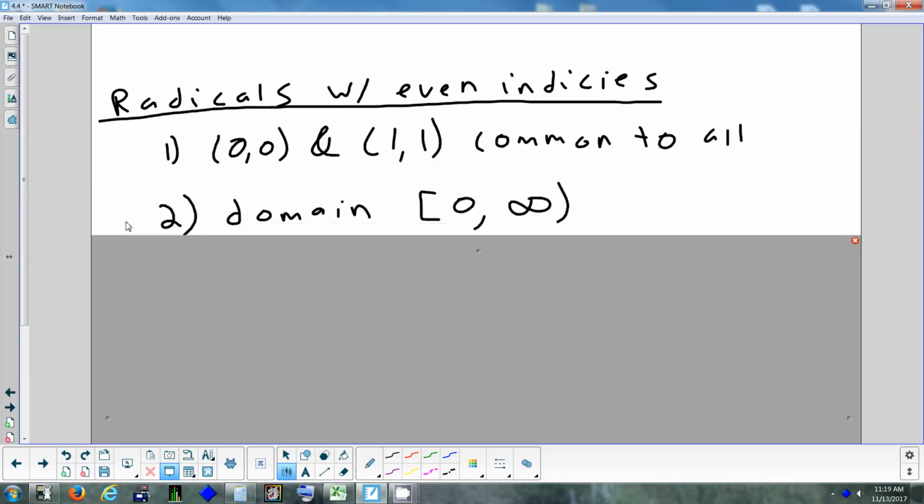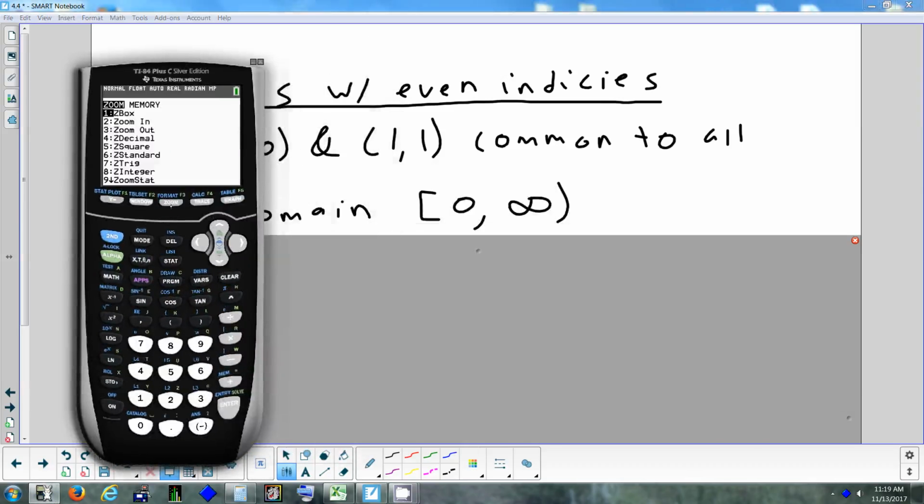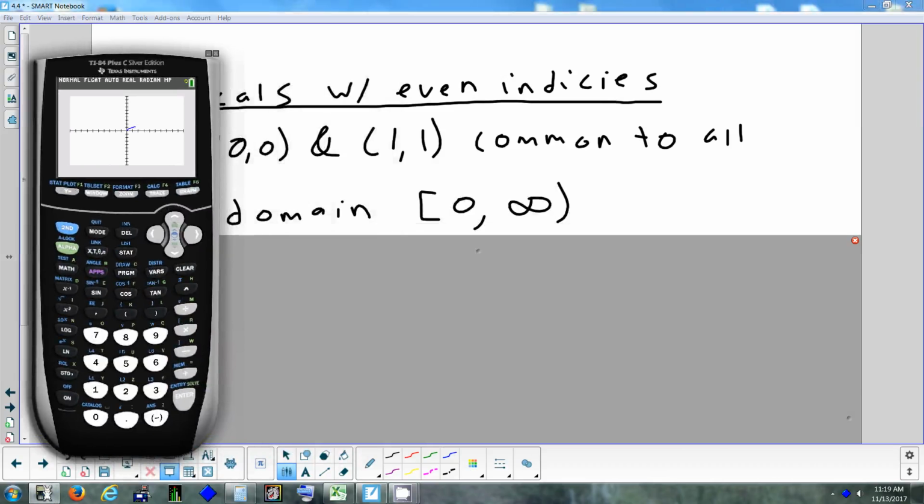Okay, so for basic even root functions, functions that you haven't transformed, you haven't messed with in any way, the domain is 0 to infinity. Now, let me zoom back out so you can see the big picture again. Range, that's how far up and down the graph goes.